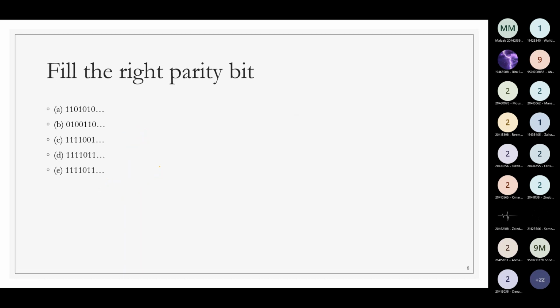Move now to the last activity. Fill in the right parity bit. If you have these 7 bits, what is the right parity bit, 0 or 1? So how can we fill the parity bit? If the number of ones is even, we need to put 0 in the parity bit. If the number of ones is odd, we need to add 1 to make the number even.